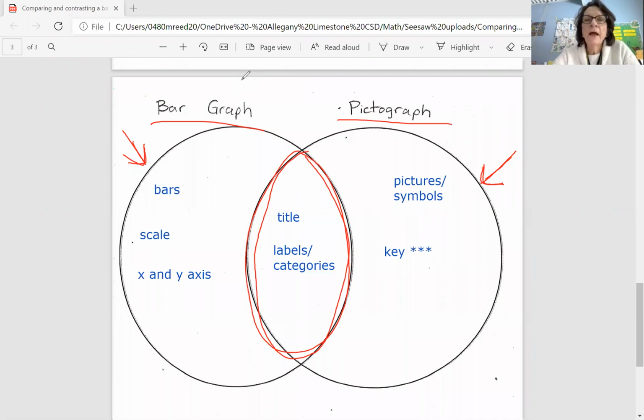All right, I hope you found that a good introduction to the differences between a bar graph and pictograph. And then we're going to get started on Friday. You'll be working on questions for a pictograph, and next week you'll be doing more work with both pictographs and bar graphs.